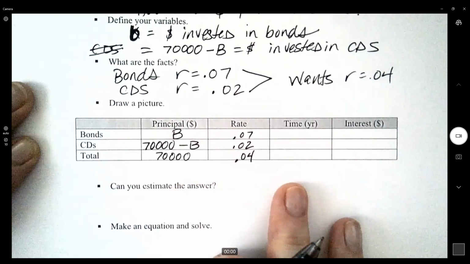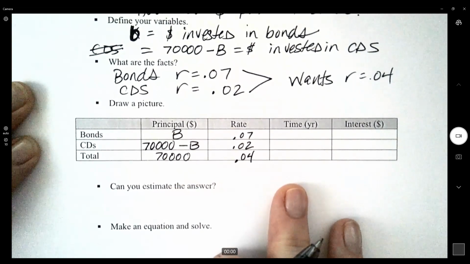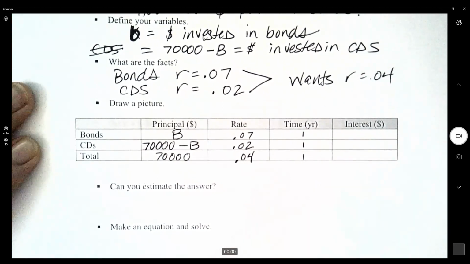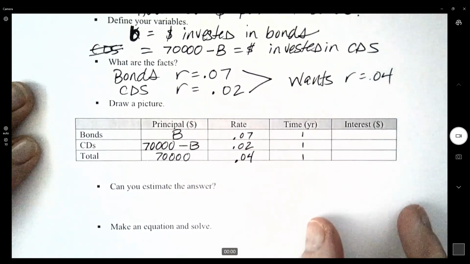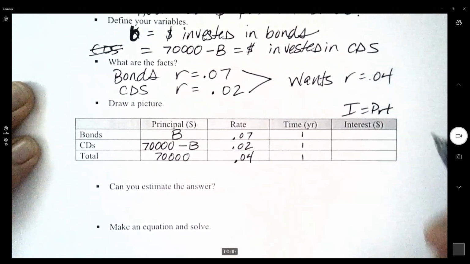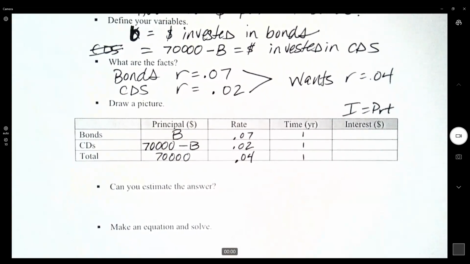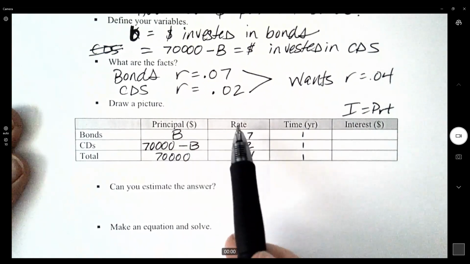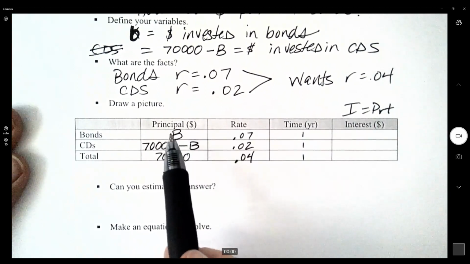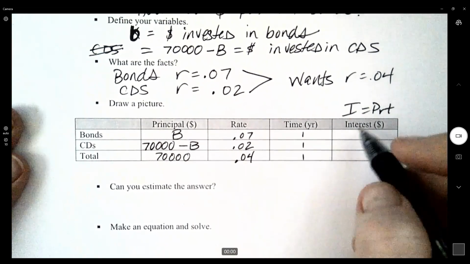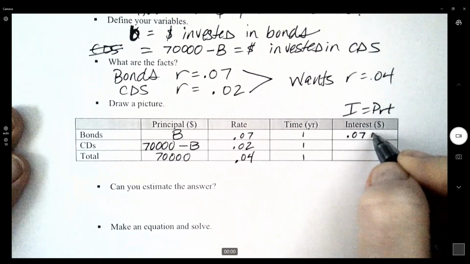The time I need to invest these, if I go back to the equation, she wants to invest for just 1 year. So we're going to invest for just 1 year for each of those. So let's find the interest, and we know the interest formula, which is PRT from the previous examples. So we're going to find the interest, which is P principal times R rate times time. So it's going to be B times 0.07 times 1. Well, that's just 0.07 B.